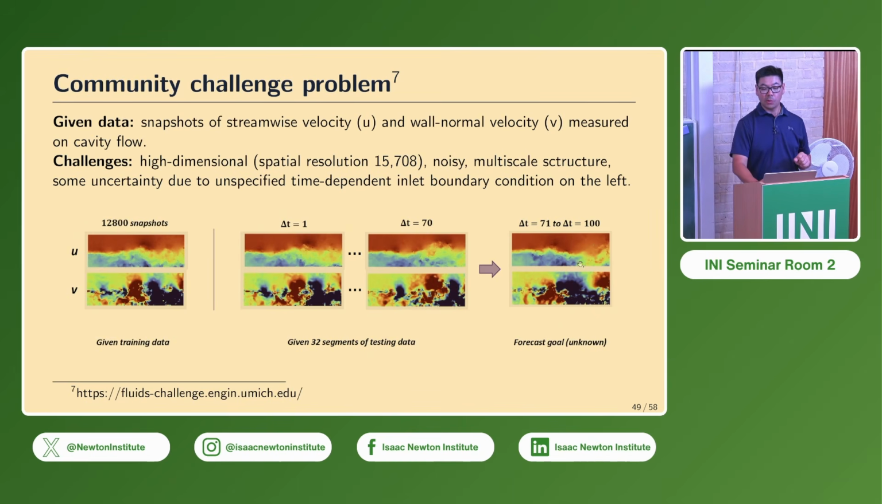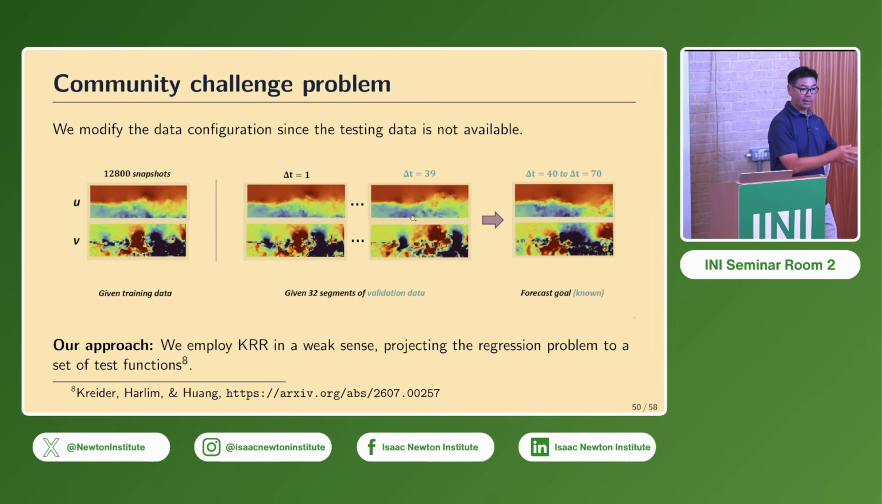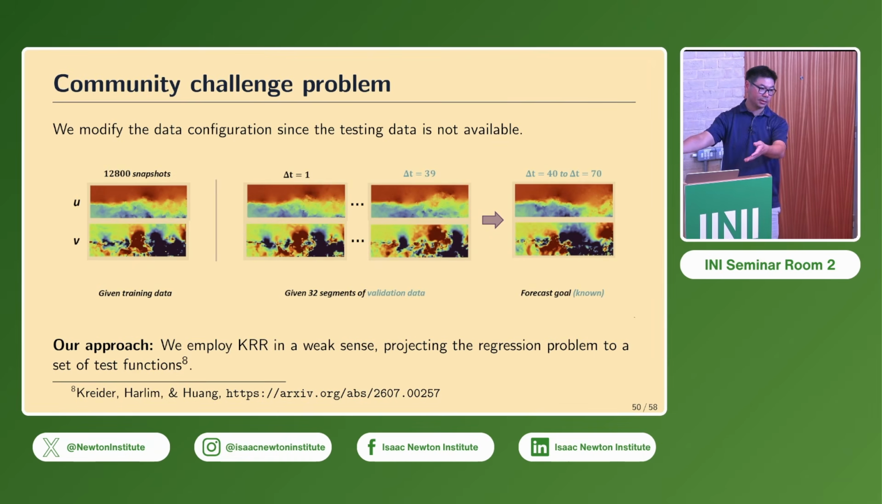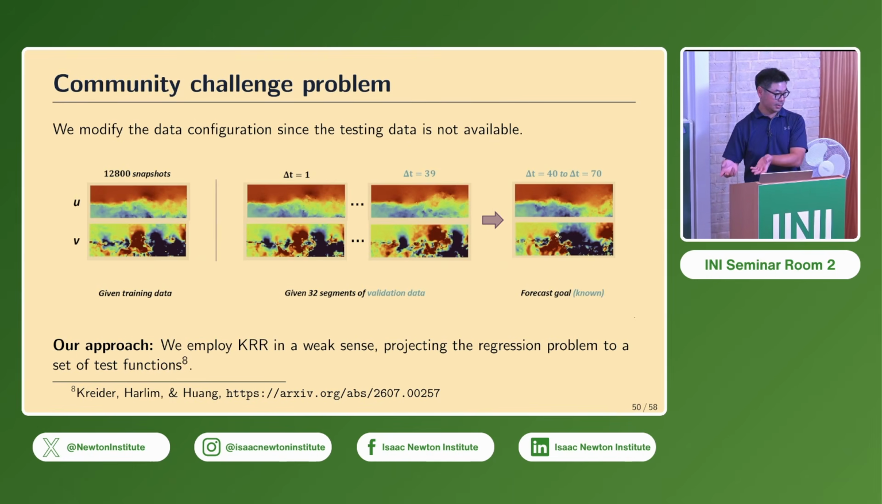Since we don't have this data at hand, this is what we do at this point. I take the same data set to do the training. I take the first 39 out of the 70 to do validation. Remember, I need training, validation, and testing. Then I leave the remaining 30 for testing.